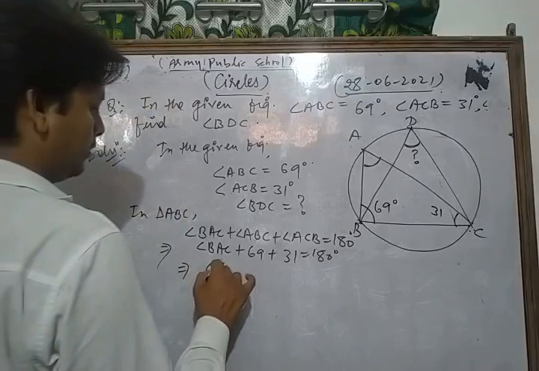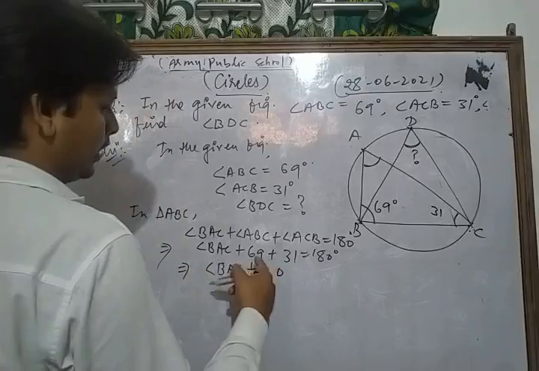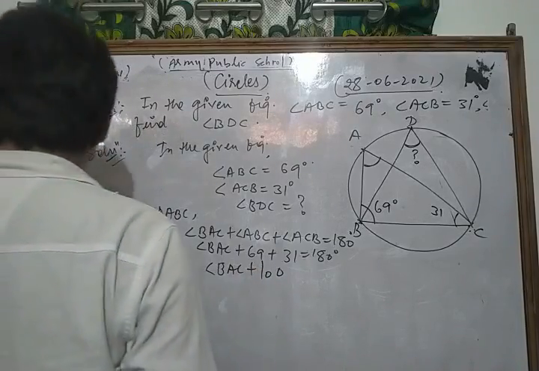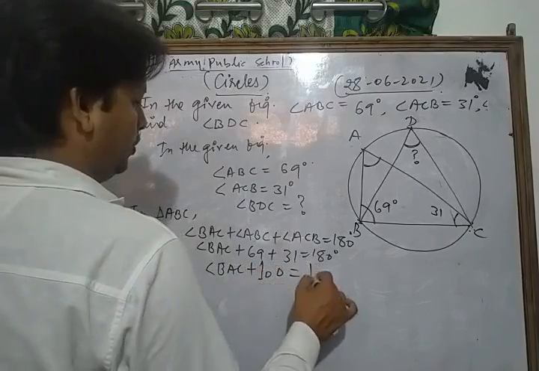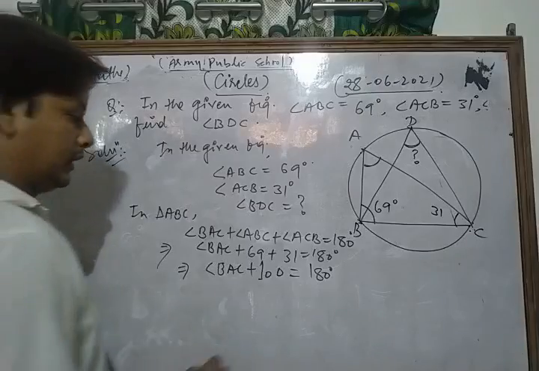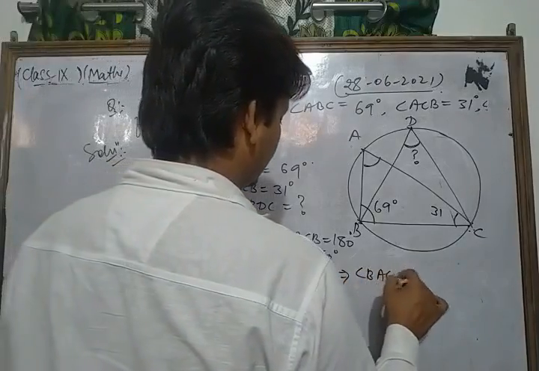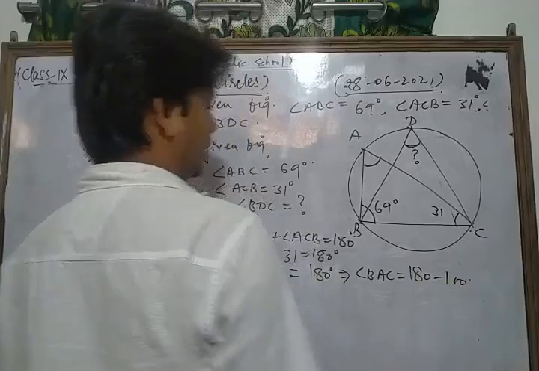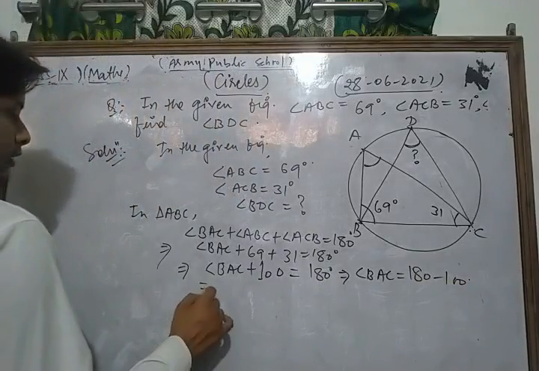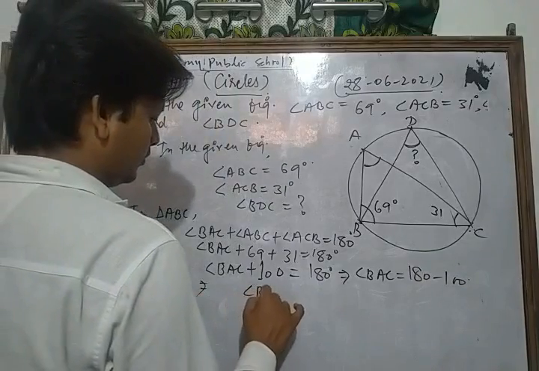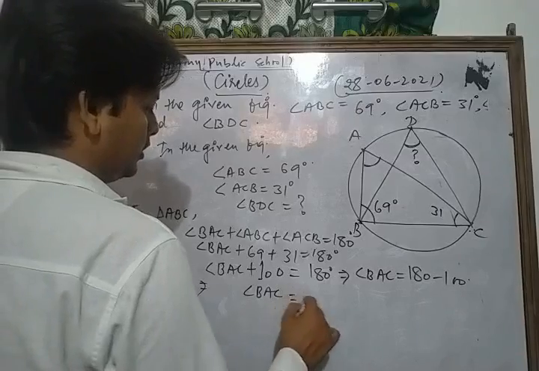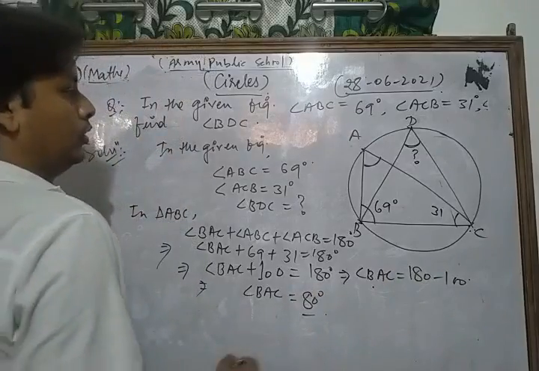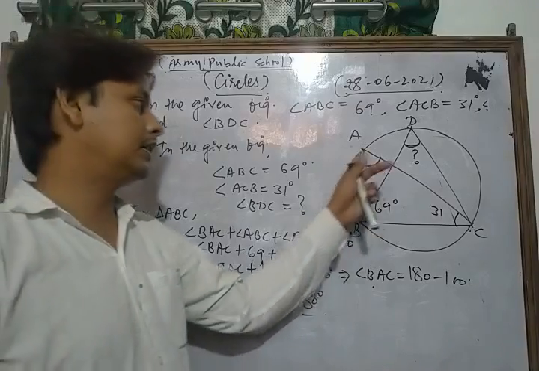Now from there, angle BAC plus 100 degrees is equal to 180 degrees. Now from there, angle BAC is equal to 180 minus 100, that is, angle BAC is equal to what? 80.